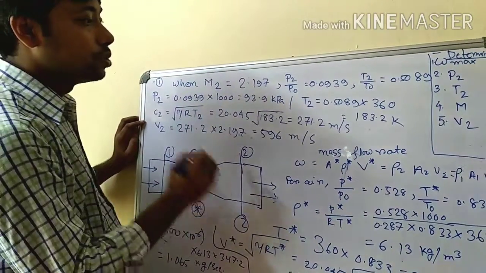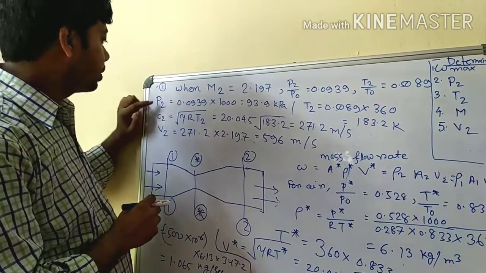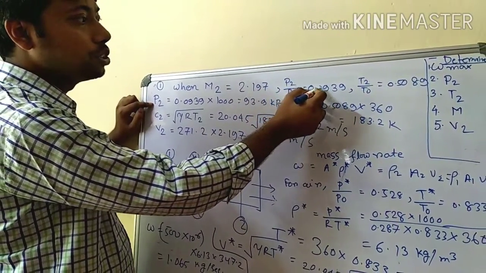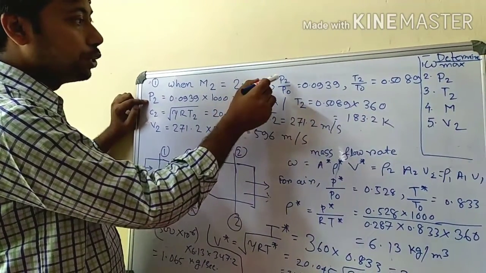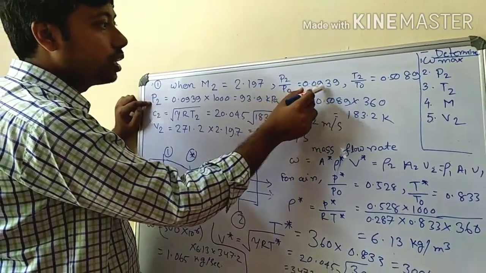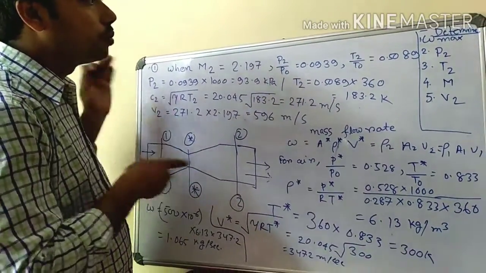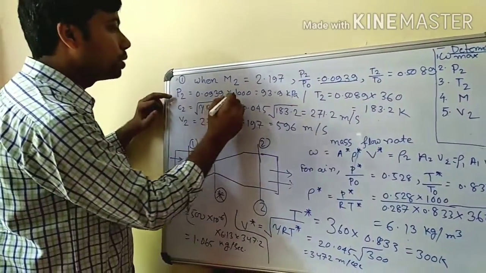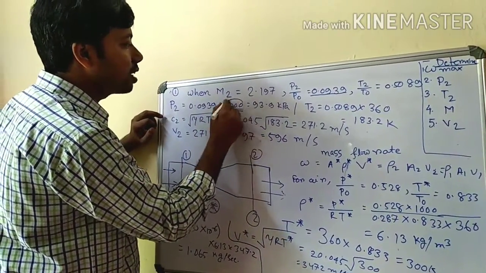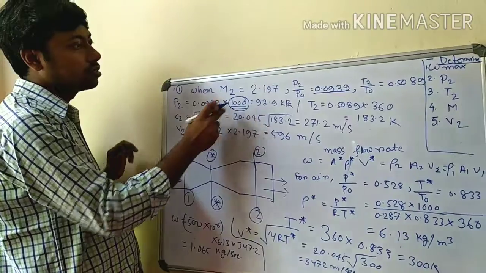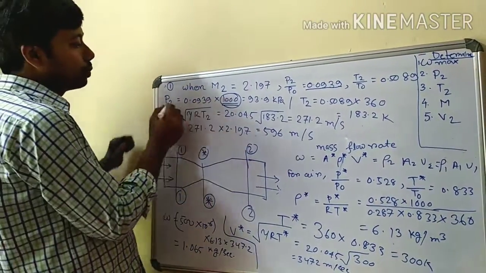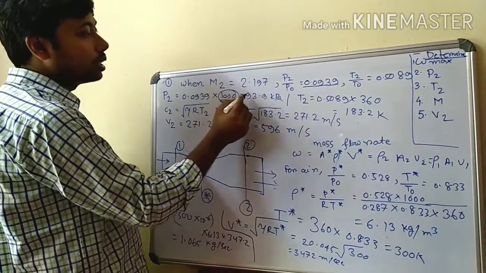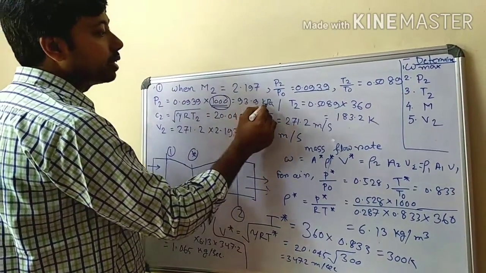Now, P2 and T2 here. As you know, P2 by P0 is equal to 0.0939. So P2 will be 0.0939 into P0. Now the value of P0 is given as the stagnation pressure, 1 megapascal. We just convert it into kilopascal here, so 1000. So P2 will be 93.9 kilopascal.